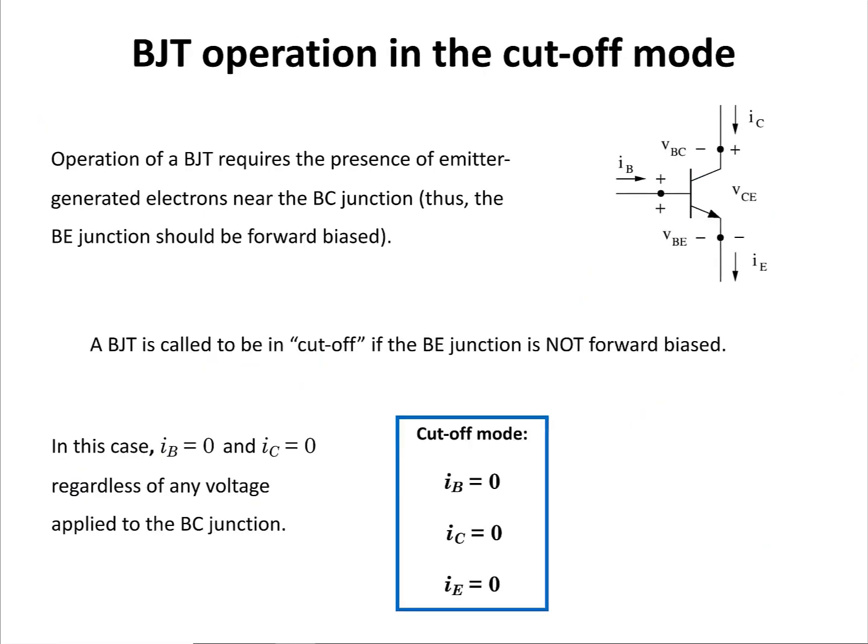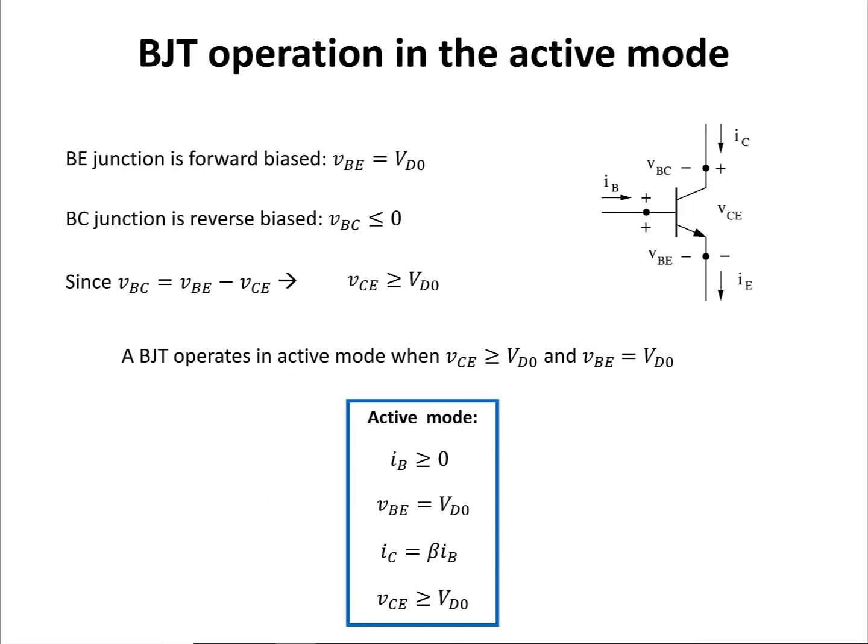Operation of a BJT requires the presence of emitter-generated electrons near the base collector junction. In other words, to have a non-zero collector current, the base emitter junction should be forward biased. So, a BJT is said to be in cutoff if the base emitter junction is not forward biased. In other words, in the cutoff mode, I base is equal to 0, I collector is equal to 0, and using KCL, I emitter is equal to 0, and these current values are independent of the collector emitter voltage of the BJT. In the active mode of operation, the base emitter junction is forward biased.